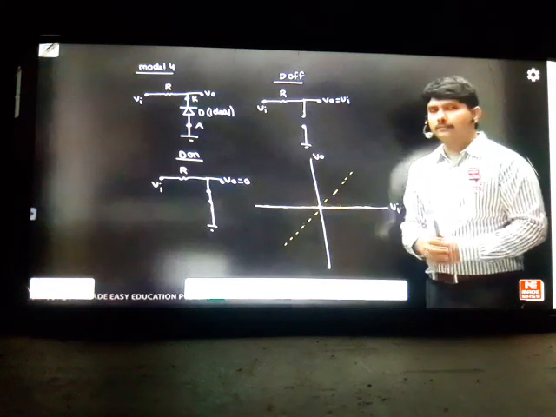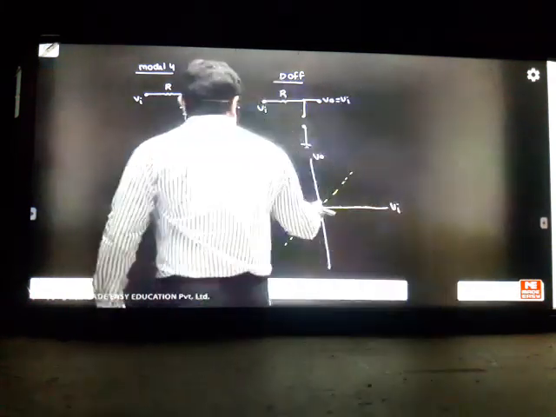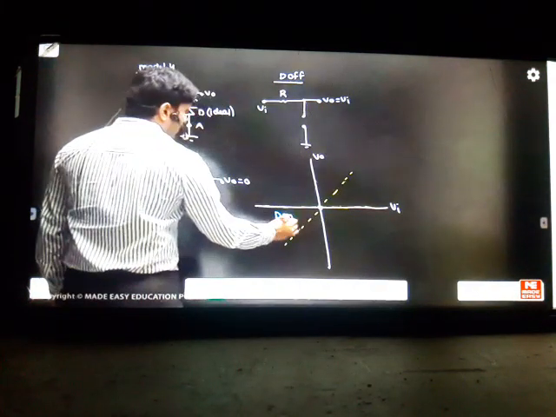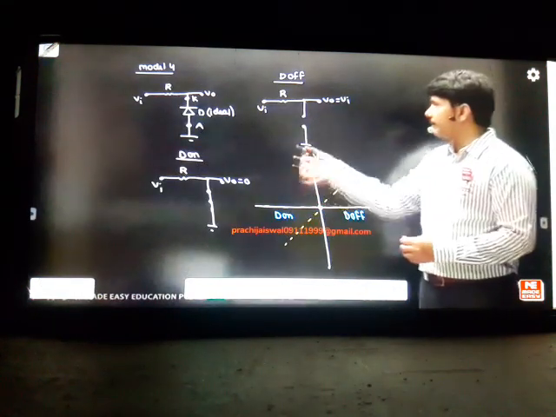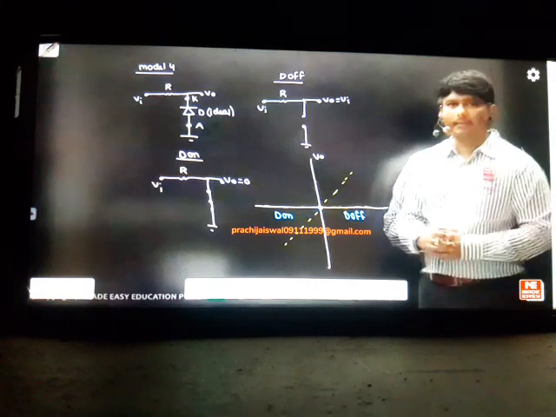Below 0 means you are giving negative. When negative comes here, it will become forward biased. So below 0, we have the diode on. Above 0, the diode will be off. In the previous 3 problems, the diode was on above and off below. But when the diode is reversed like this, the switching conditions automatically get reversed. Now you can write it.